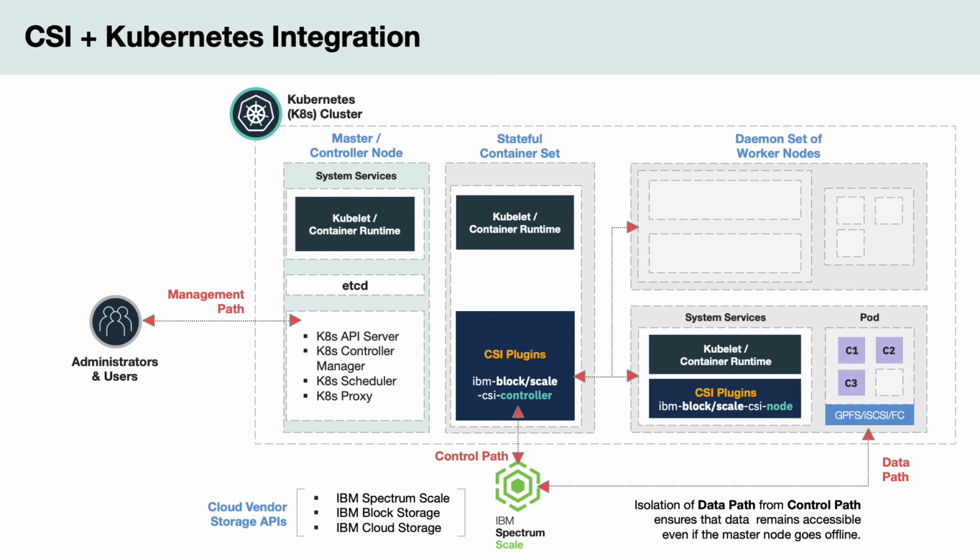The control path is also directly interfacing with the CSI plugins available within the stateful container set. And notice again at the bottom of this illustration that the control path and the data path are both interfacing with Cloud Vendor Storage APIs, which could draw from IBM Spectrum Scale, IBM Block Storage, or IBM Cloud Storage.